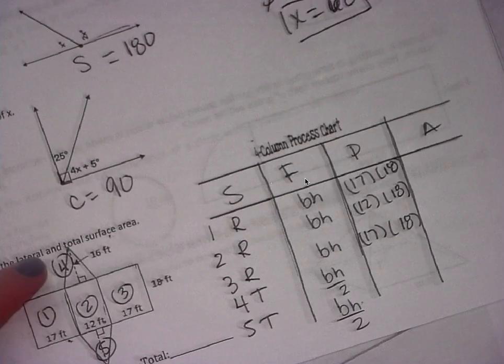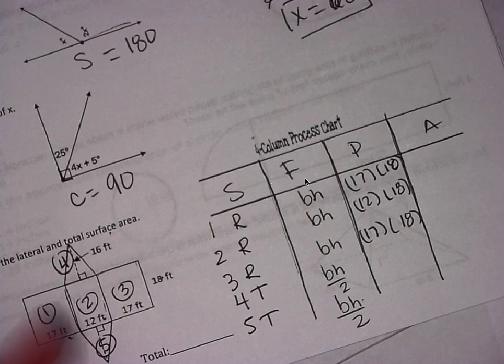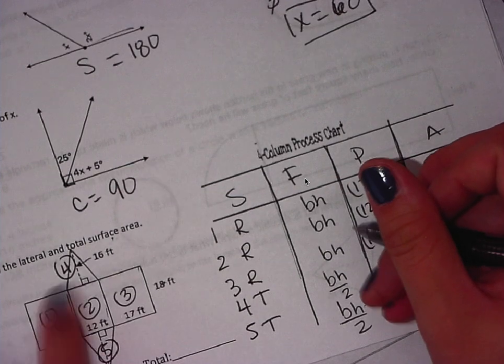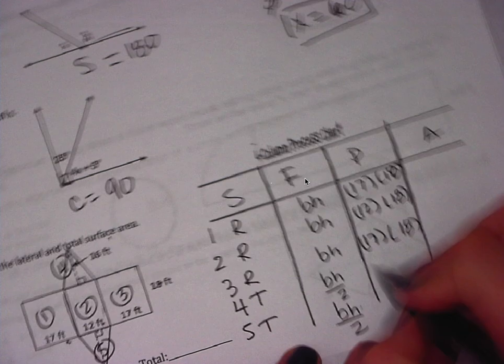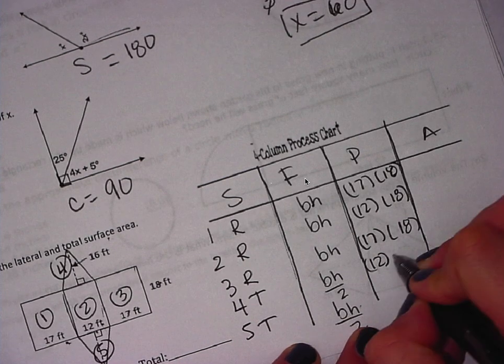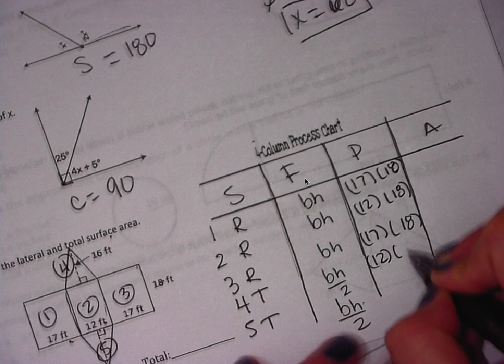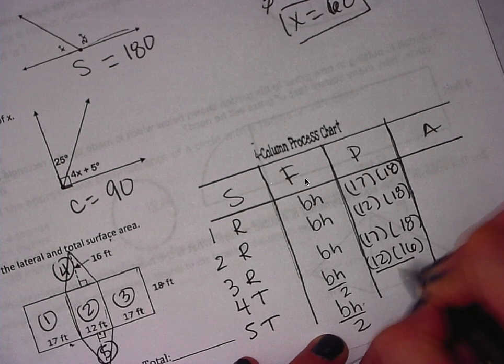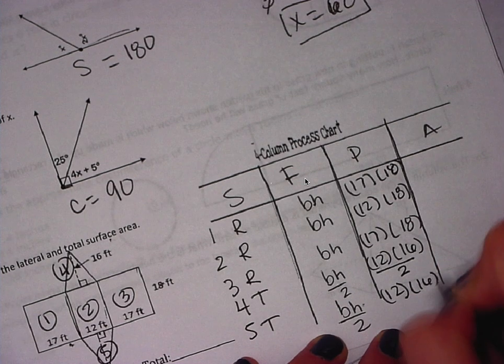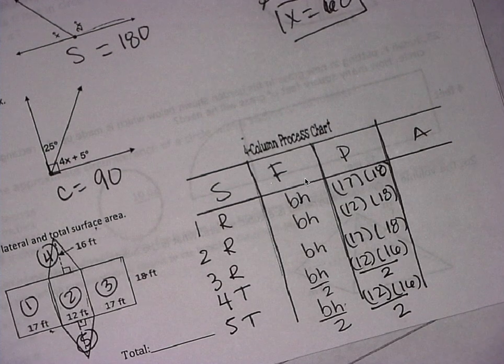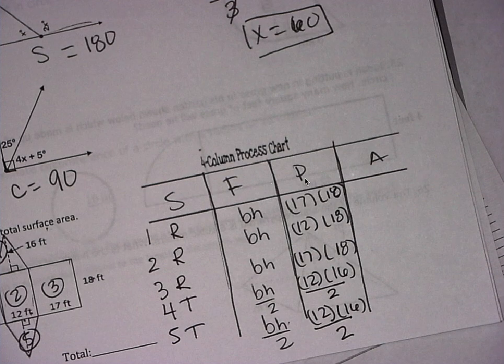And now we're going to go ahead and figure out the triangles. These two triangles are the same. The base of each triangle is the same as the base of this rectangle. So it'd be 12 times the height, which is 16, divided by 2, and it's the same for the other one. Okay. Now I just go ahead and solve.